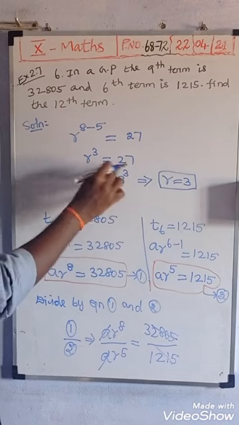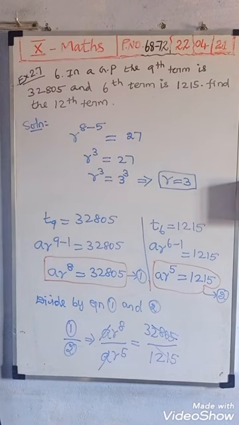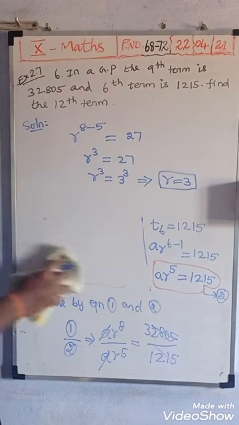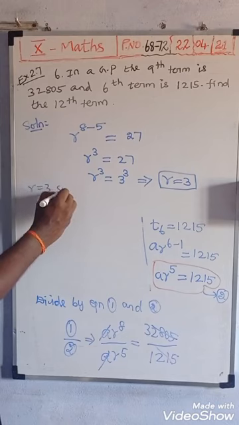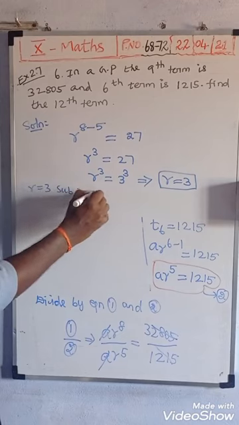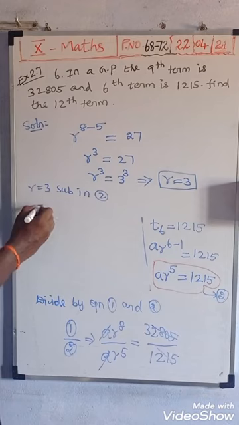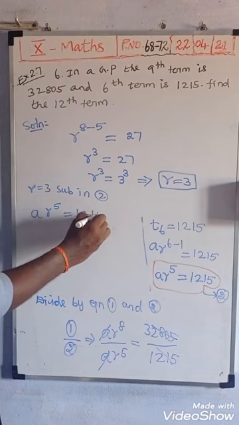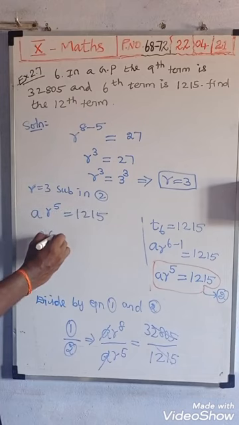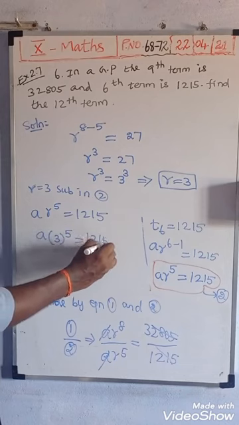Okay, power is equal, base also equal, we received r as 3, r is equal to 3. Substitute in any one of the equations, then only you will receive the value of a. So r is equal to 3, substitute in the second equation, because the second equation is the easy one. So a r power 5 is equal to 1215. a of r is 3, 3 power 5 is equal to 1215.